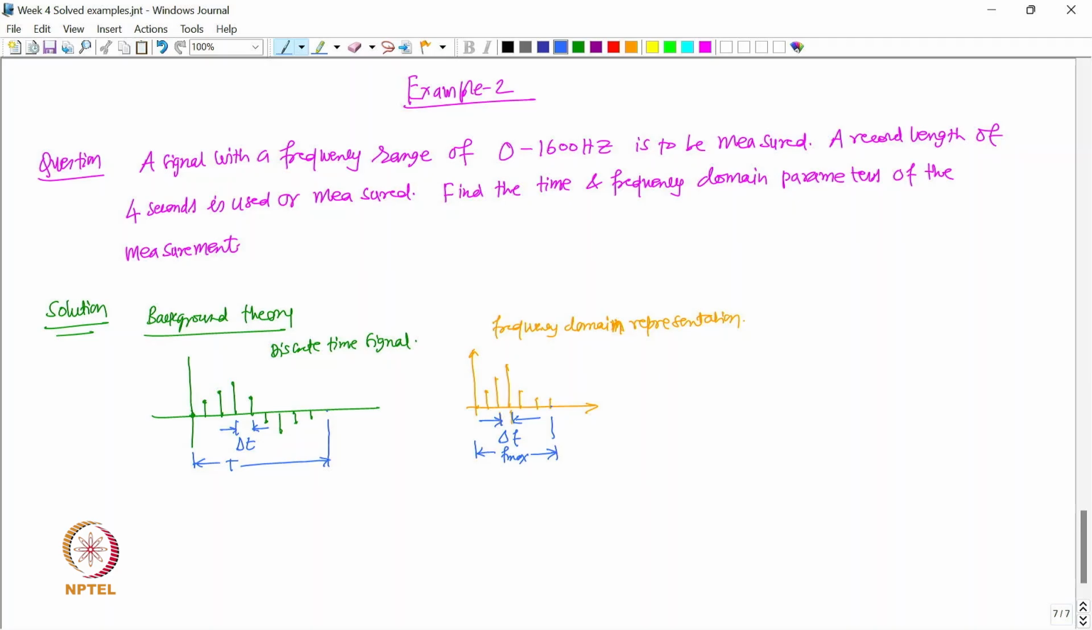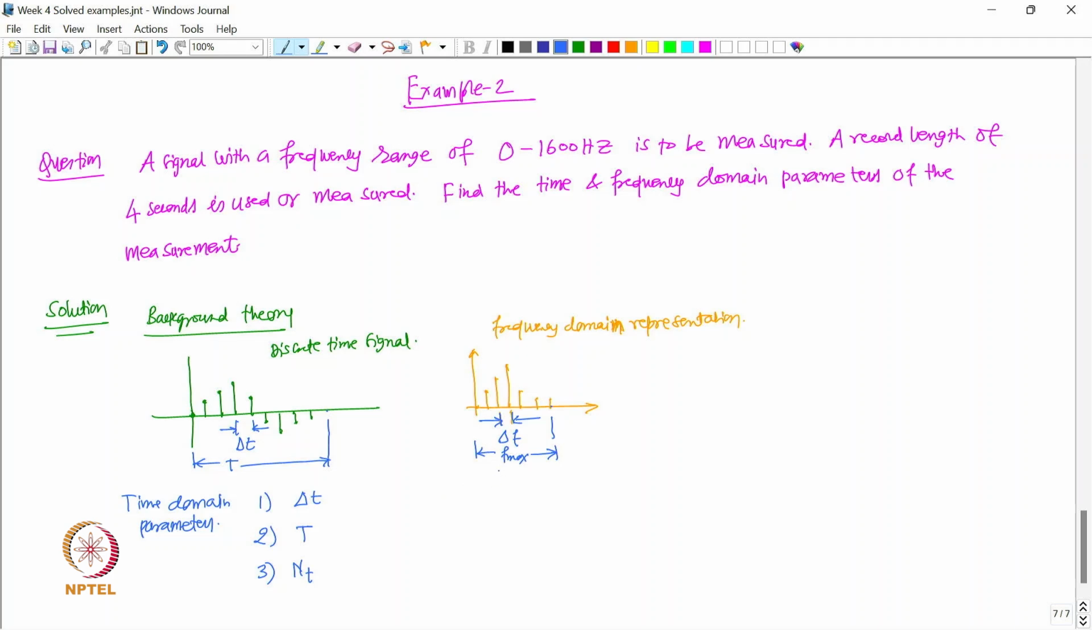So, if I now list those parameters, we have the time domain parameters. For example, the first parameter is the time domain resolution, or the time step delta t. Then the second parameter is the record length t. Then we have how many samples there are in the time domain, correct, nt is the number of samples in the time domain.